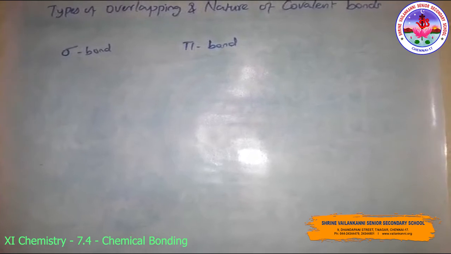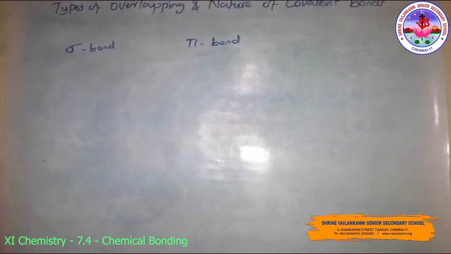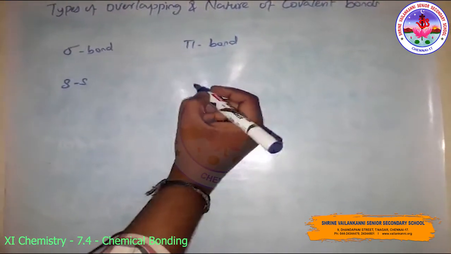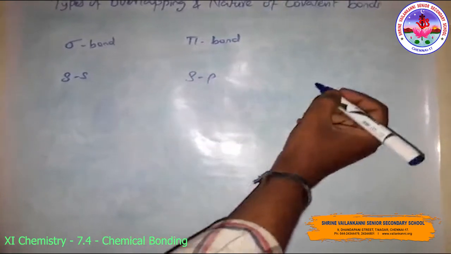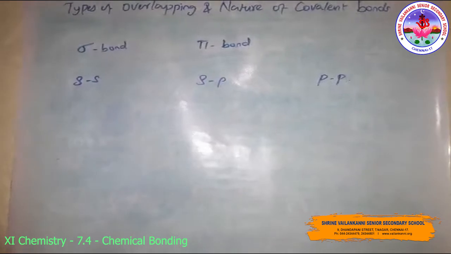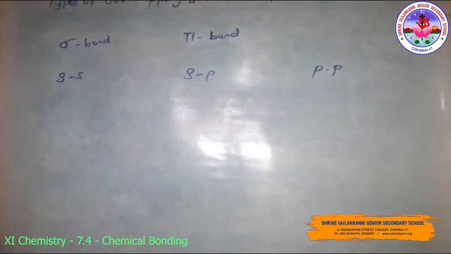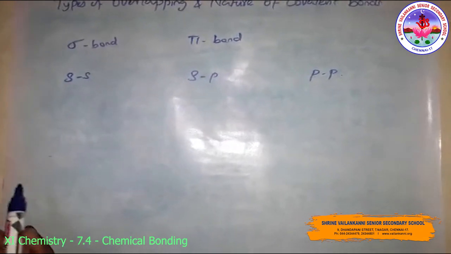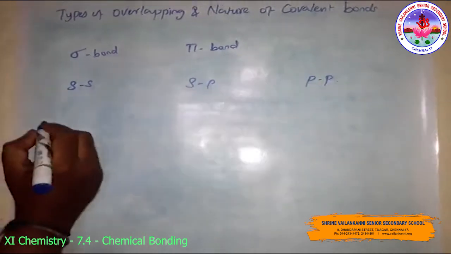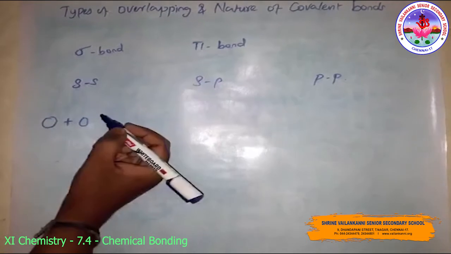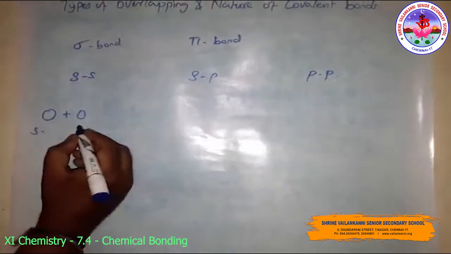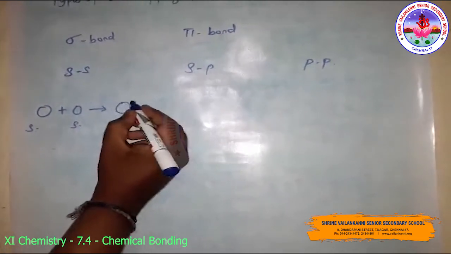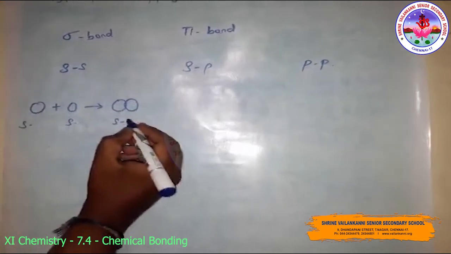This can be formed by any one of the following types of combination of atomic orbitals: s-s overlapping, s-p overlapping and p-p overlapping. First we will see the s-s overlapping. In this case, there is the overlap of two half-filled s orbitals along the internuclear axis like this. This is one s orbital and this is also an s orbital, giving an overlap like this. So this is the s-s overlapping.